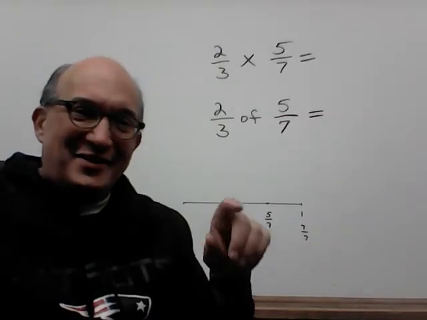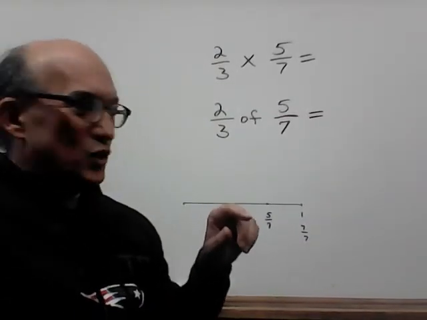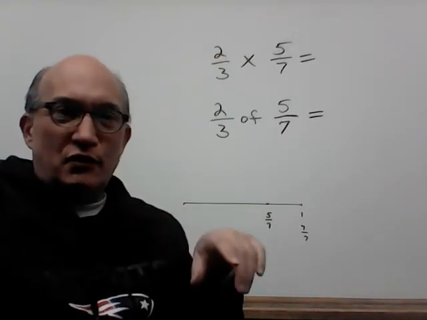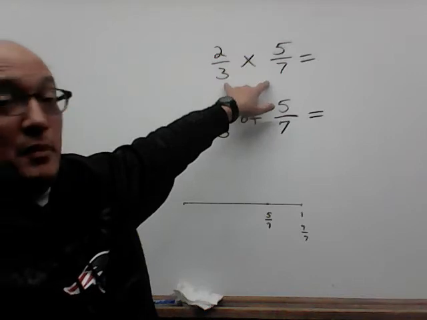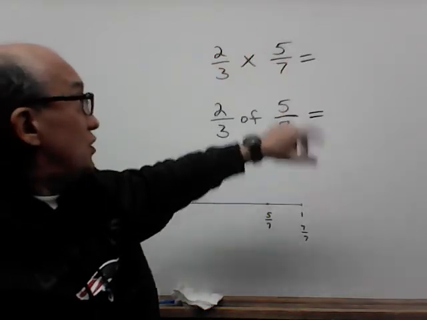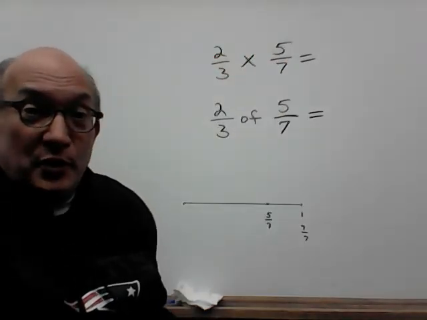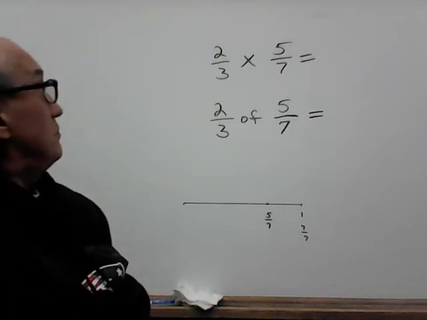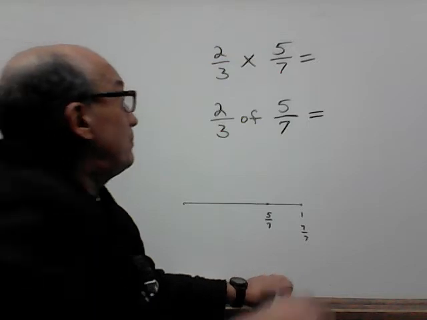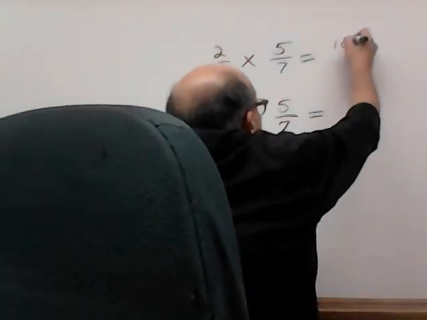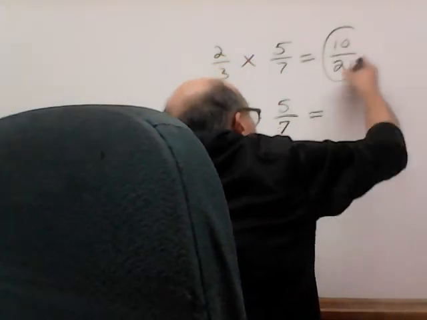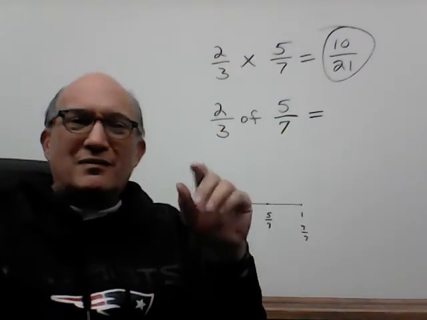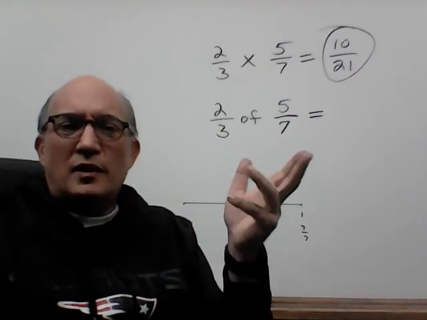All right, here's where it gets interesting. 2/3 of 5/7. Well, look what I wrote up above. It's equivalent to 2/3 times 5/7. So we know the answer. It's quite simple, right? Multiply across the top and bottom. Easy. But let's understand why.